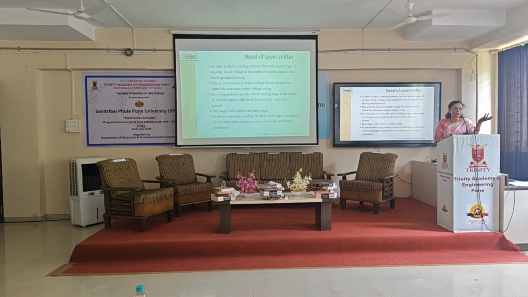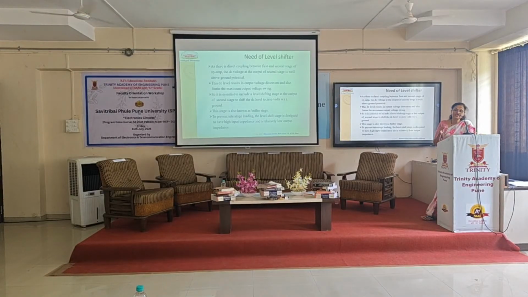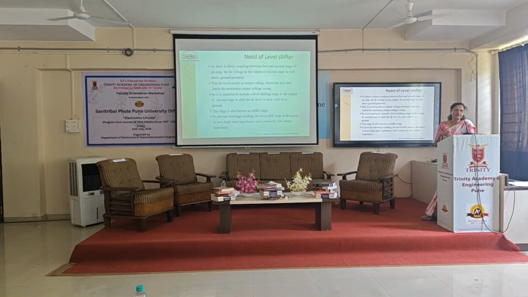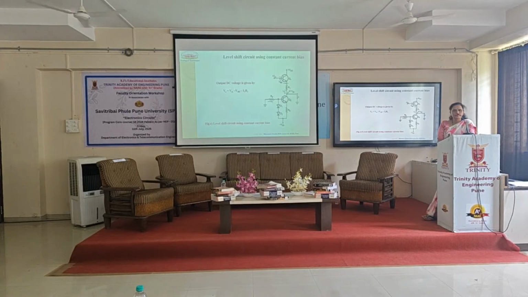Now coming back again to the block diagram part. Third block is level shifter. Now if you look towards the first two stage amplifier, they are connected directly, means direct coupling is there. And due to direct coupling, some DC voltage gets added. This DC shifting is overcome or minimized by using the third stage, that is level shifter. Level shifter circuits use a constant current bias.